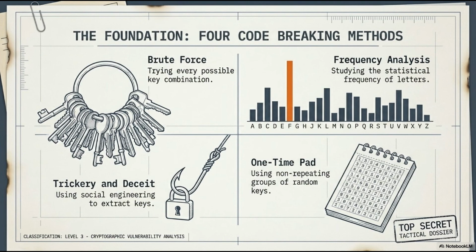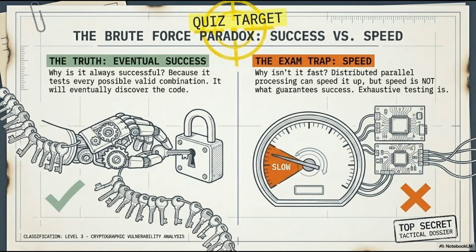This leads us perfectly into slide 4, the brute force paradox. Success via speed. What's fascinating here is how often people get tripped up by this on exams. Brute force guarantees eventual success, always, because it exhaustively tests every possible valid combination in a finite key space. Right, but the trap is assuming brute force is inherently fast. Exactly, it's a huge trap.